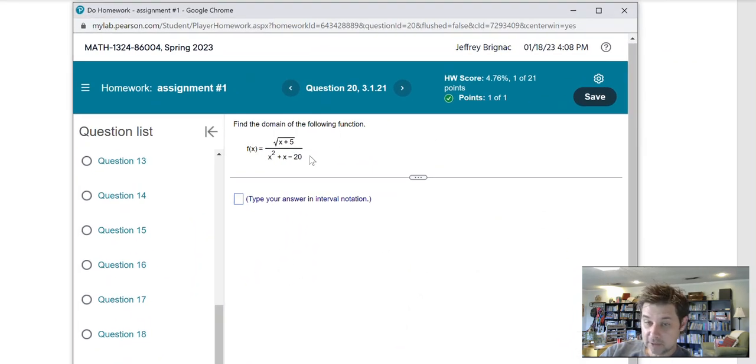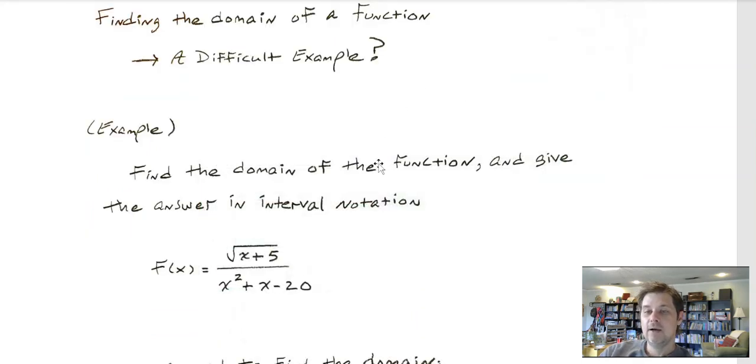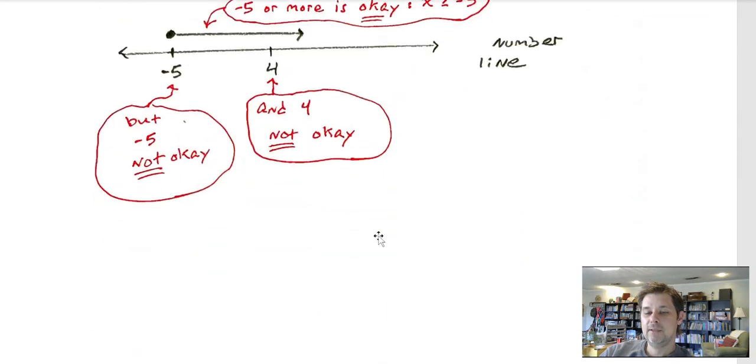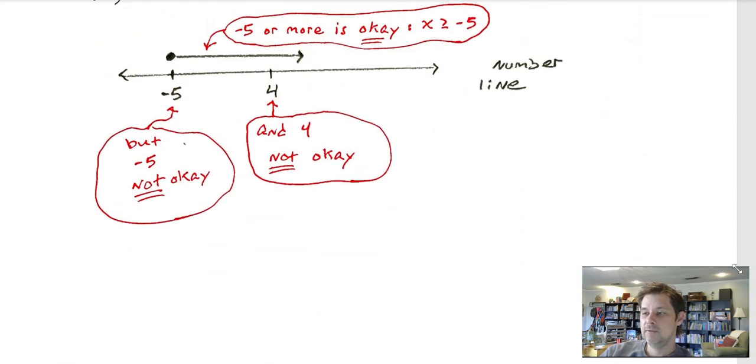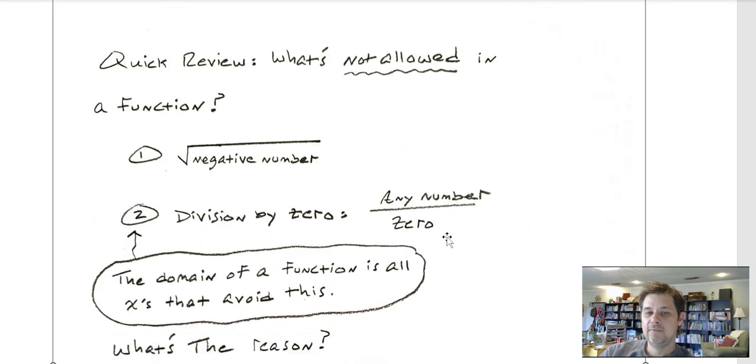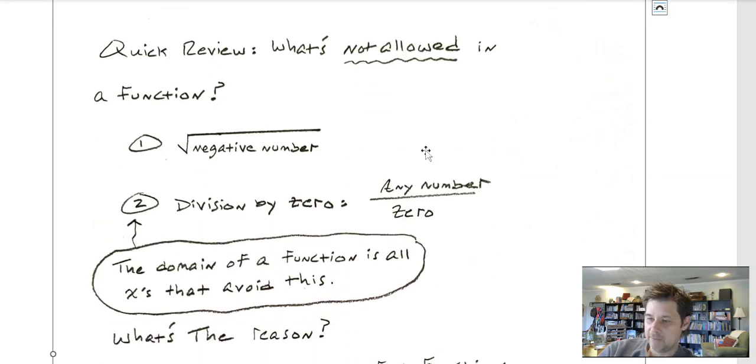Find the domain of the function, type your answer in interval notation. See what that says right there? Okay, so we will do that. But I can't resist doing a quick review of what's the domain of a function, how you find it, and all that. If you don't need that, then you can fast forward a little bit, okay?